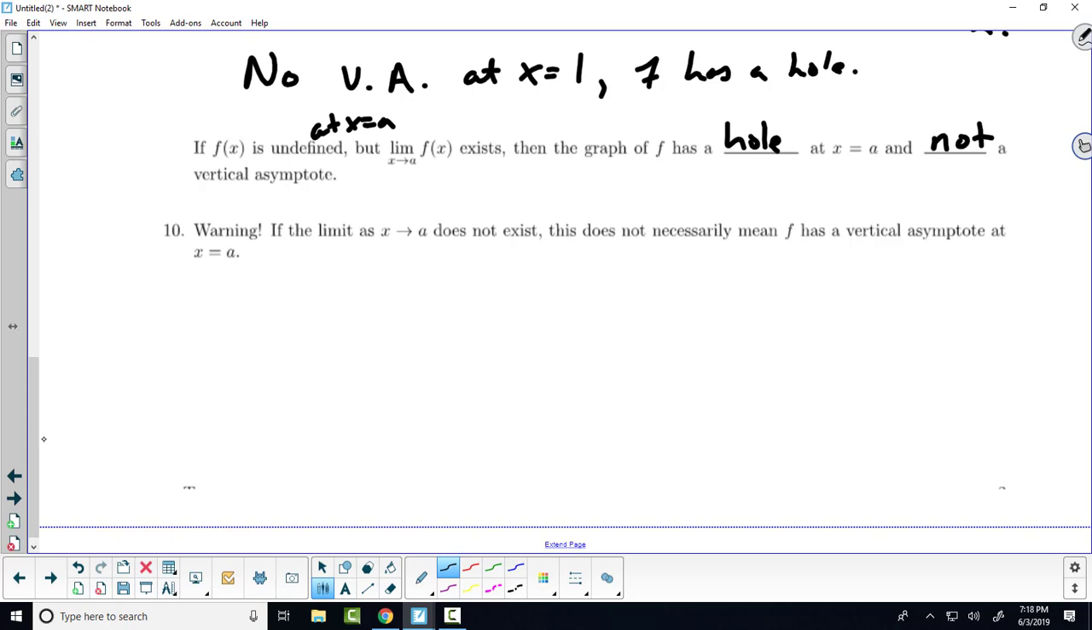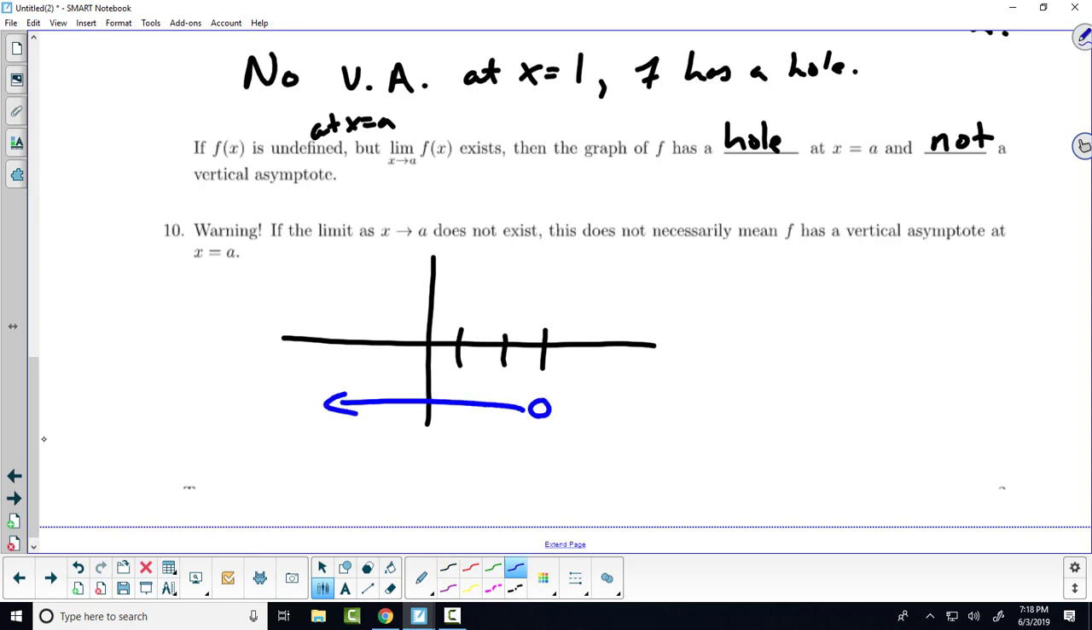Warning, if the limit does not exist, that does not necessarily mean that f has a vertical asymptote there. We've seen lots of examples of that. So for example, we had this one last time, the graph of f of x equals the absolute value of x minus 3 over x minus 3. Does the limit exist at 3? No. How come? The left and right hand limits don't agree with each other. Do I have a vertical asymptote at 3? No. In fact, I have holes there, but they're kind of a left hole and a right hole.